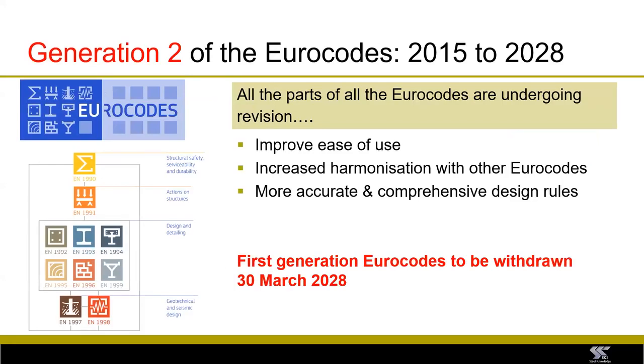Looking ahead, we have generation 2 of the Eurocodes, which has been a gargantuan task. I think they thought it would take 6 years, and you can see it's going to be a lot longer than that. All the parts of the Eurocodes have undergone revision, so that's timber, concrete, aluminium, everything, with a view to improving ease of use, getting more comprehensive rules, more accurate rules, etc.